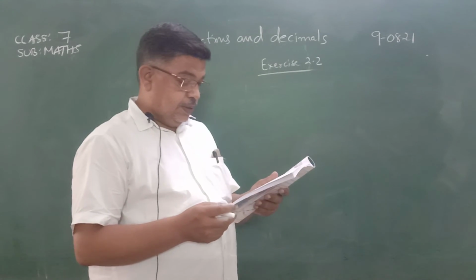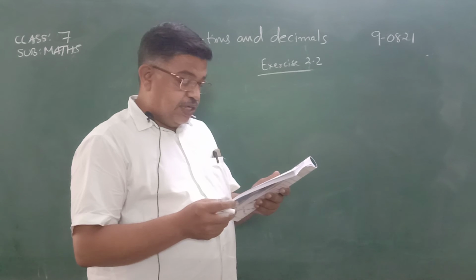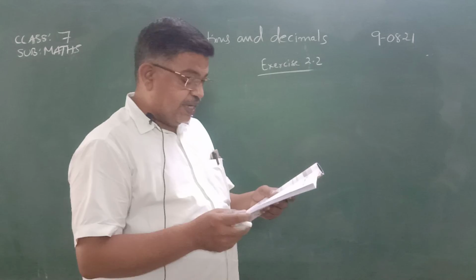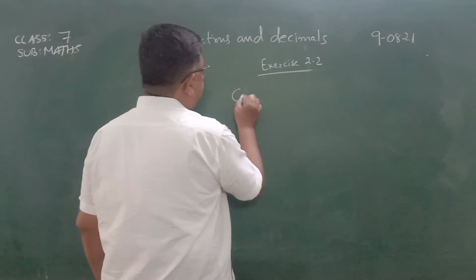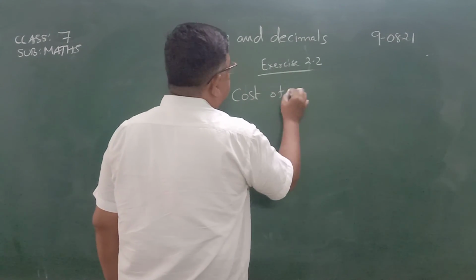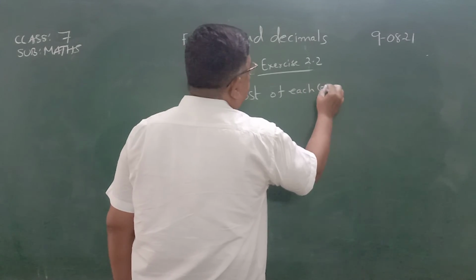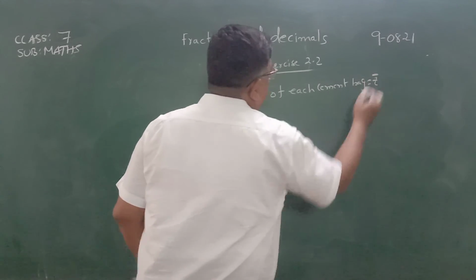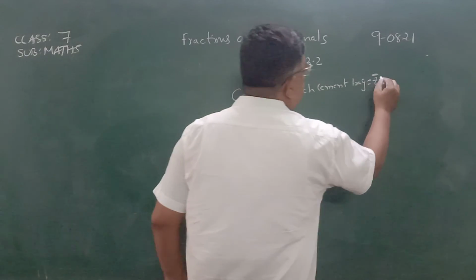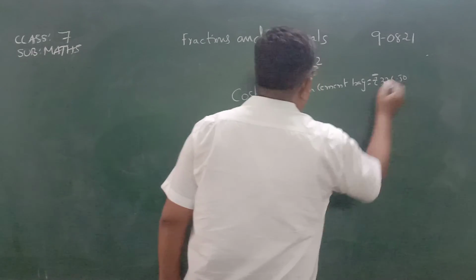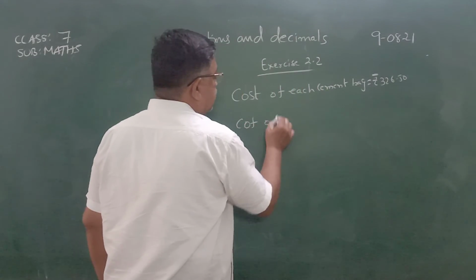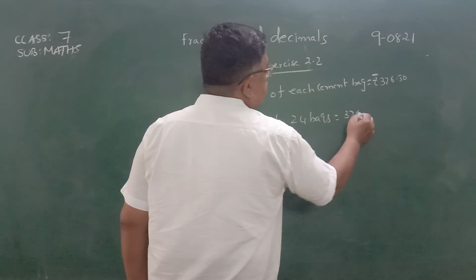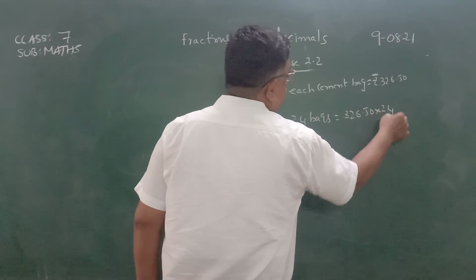Next, if the cost of each cement bag is rupees 326.50, find the cost of 24 bags of cement. Cost of each cement bag is equal to rupees 326.50. Cost of 24 bags is equal to 326.50 multiplied by 24.